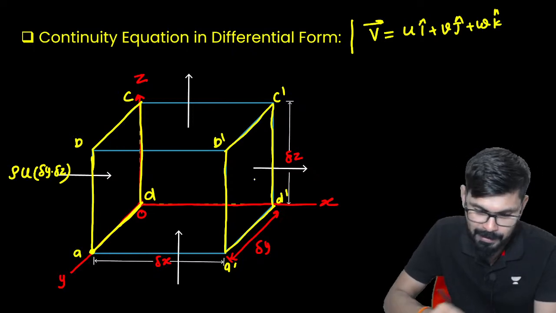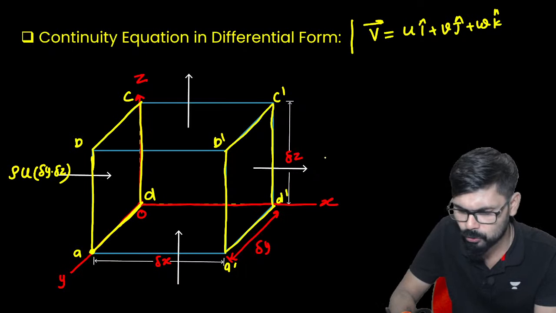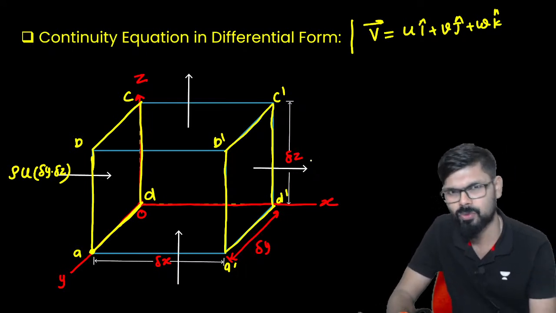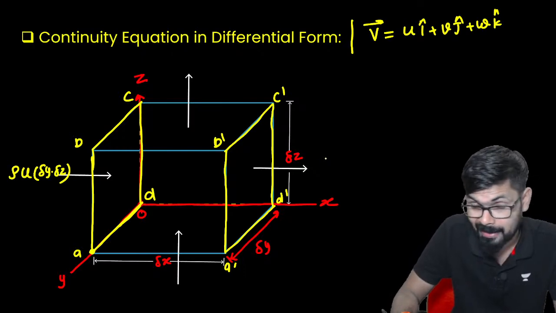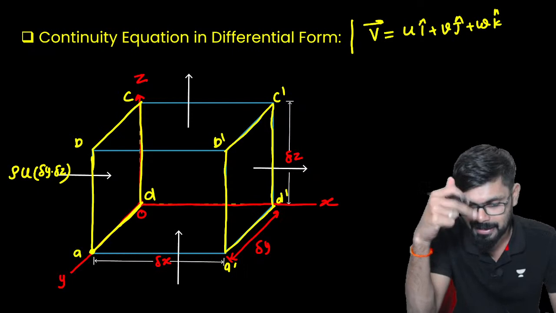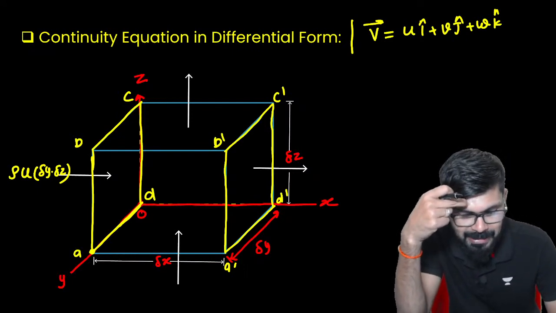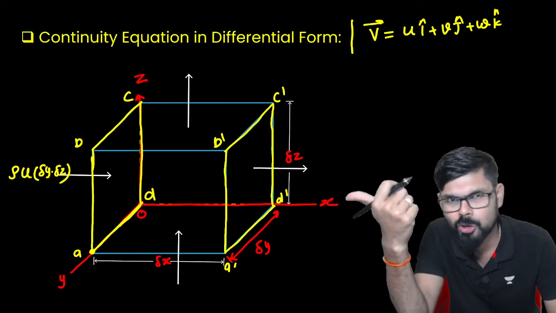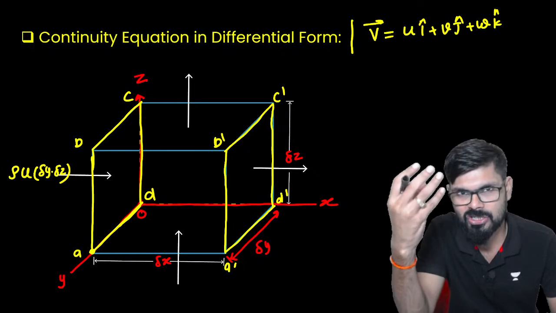So if it is entering here, how much it will change, I told you in detail in our previous classes. If you didn't watch that class, go and watch. Now I am directly writing. Here the variable is what? The area is not changing. The entry area is delta y delta z, and the leaving area is also delta y delta z. So basically the area is not changing.